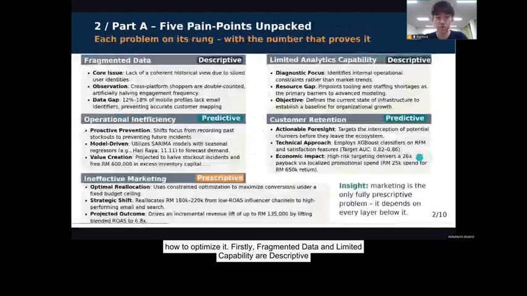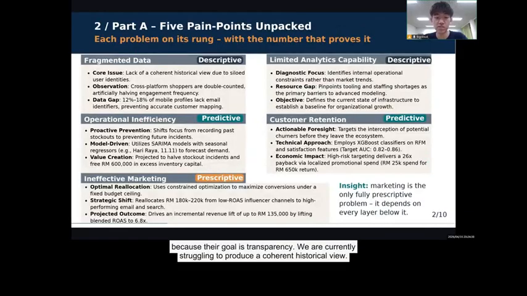Firstly, fragmented data and limited capability are descriptive because their goal is transparency. We are currently struggling to produce a coherent historical view. The intent here is to accurately describe our identity gaps and resource constraints before moving forward.